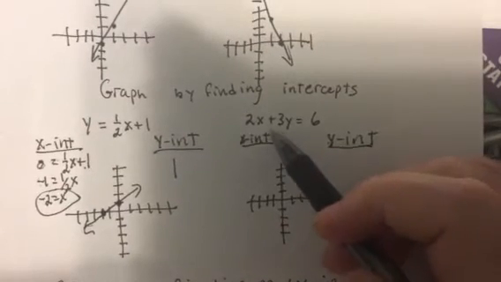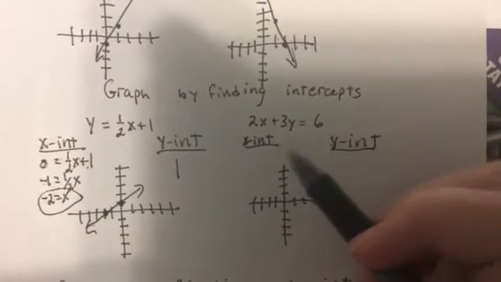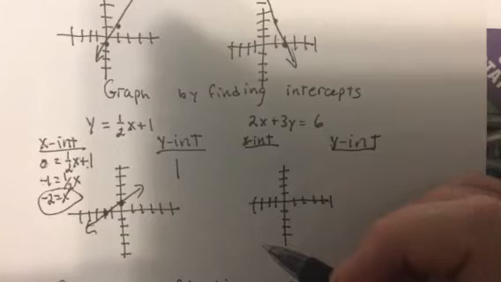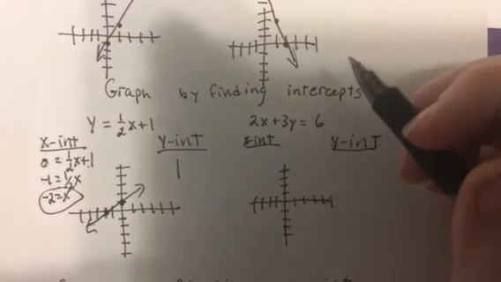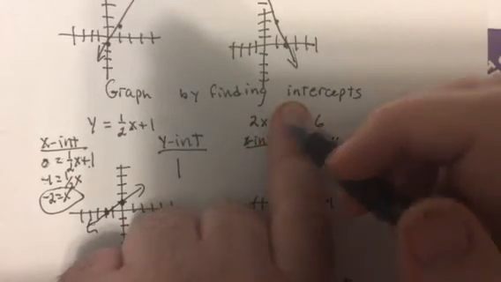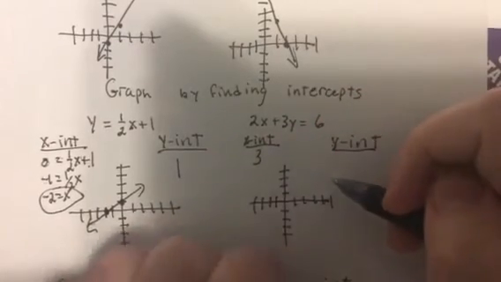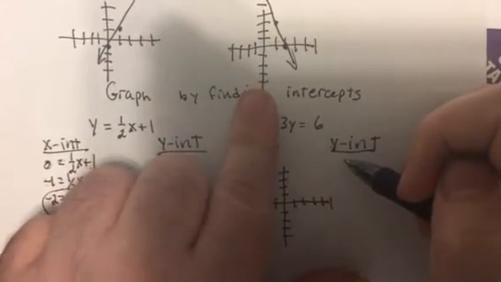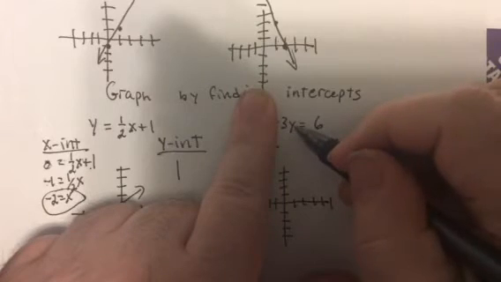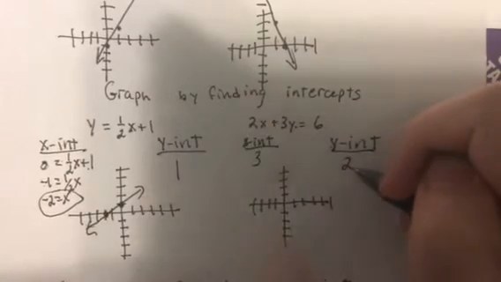So did you already do this one? If you already did it, okay, I'm going to do it now. If you didn't do it, turn me off and do it. So the x-intercept, put 0 here. 2x equals 6, so x is 3. 2 times 3 is 6. Y-intercept, put 0 in for x. 3 times 2 is 6, so it'd be 2.